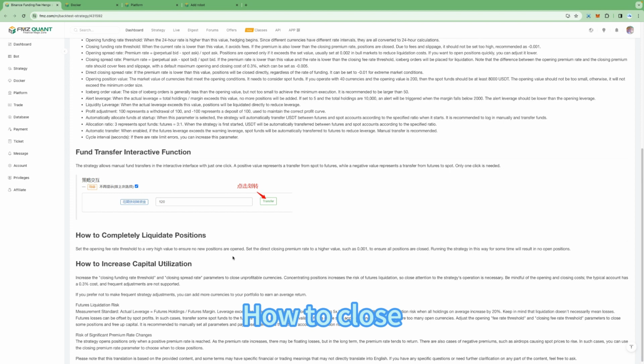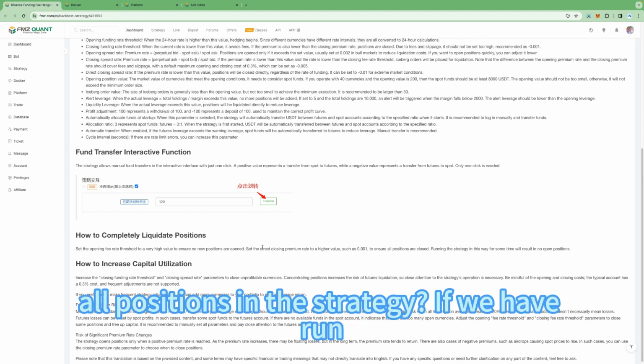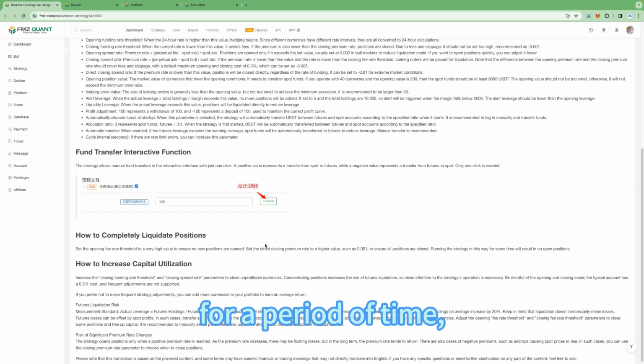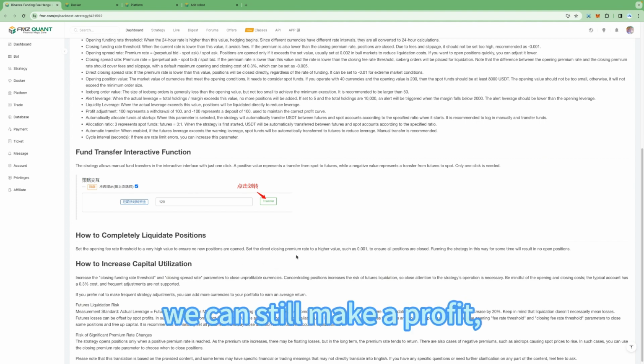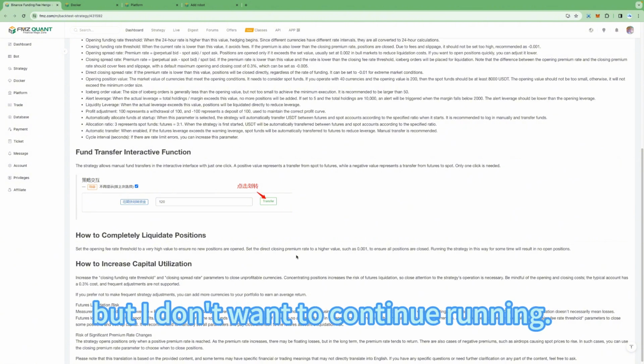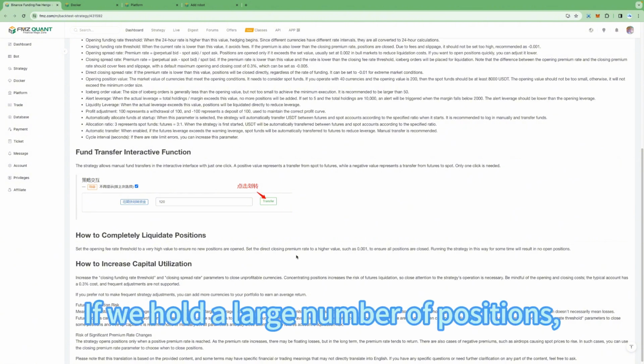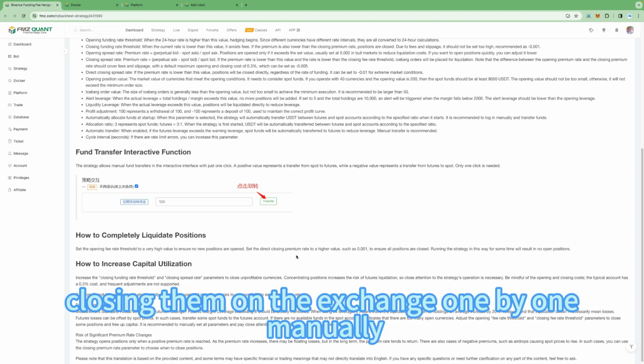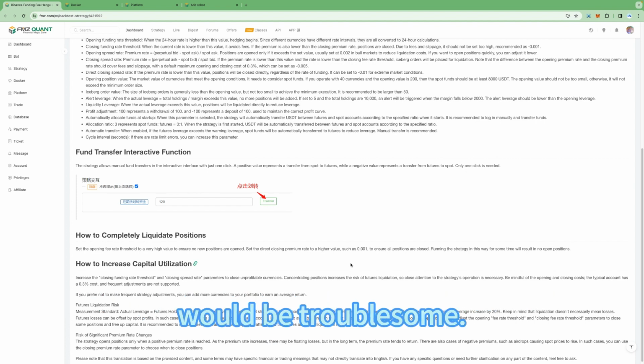How to close all positions in the strategy? If we have run for a period of time, we can still make a profit, but I don't want to continue running. If we hold a large number of positions, closing them on the exchange one by one manually would be troublesome.